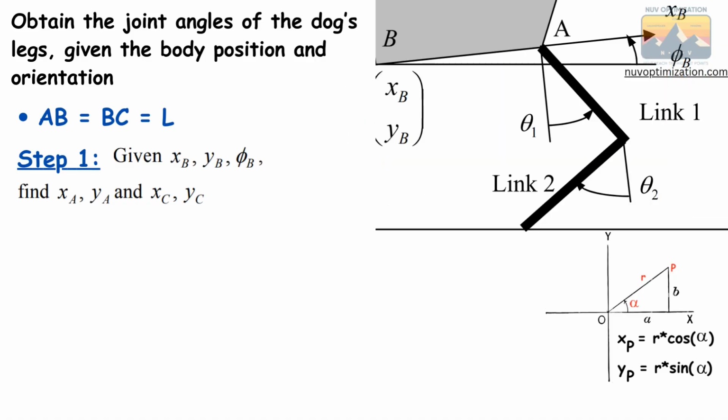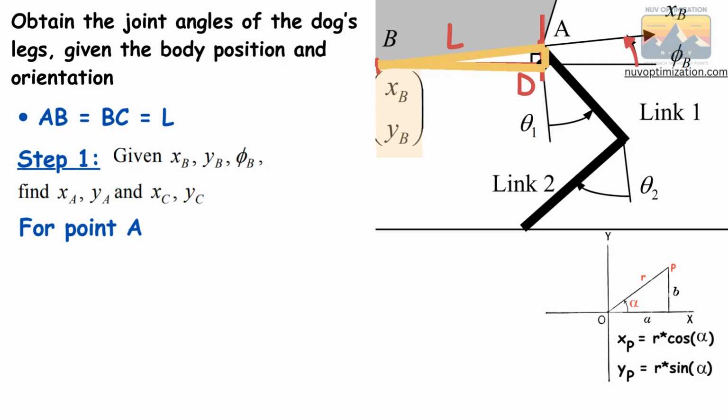Let's look at point A's coordinate. We'll start with what we know: point B's x sub B, y sub B. Point A is at a distance L from B along the body's axis, which is oriented at angle phi sub B from the horizontal. To visualize this, imagine a horizontal line passing through point B. Draw a perpendicular line from point A down to that horizontal line, calling the intersection point D. This forms a right triangle BDA.